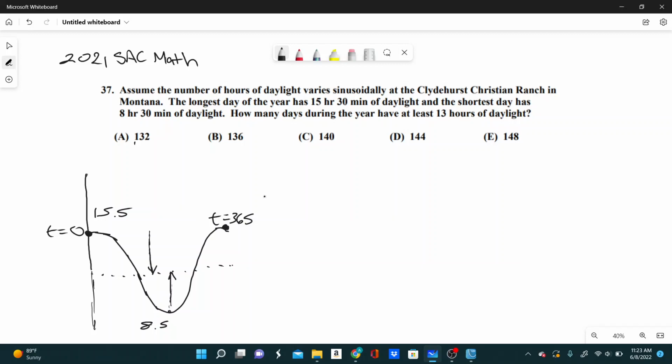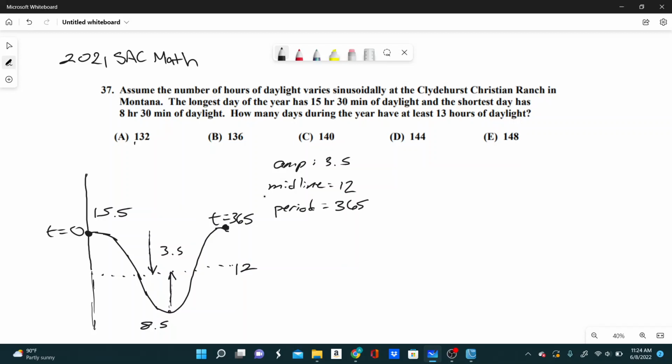To find that, the midline will be halfway in between. Between 8.5 and 15.5, that's just 12 hours. And so the distance from 15.5 to 12, that's 3.5. So we already have two pieces of information. The amplitude is 3.5. The midline is at 12. And then we have to find the period. Well, if it varies sinusoidally over the course of a whole year, then it's pretty safe to assume that the period is 365.